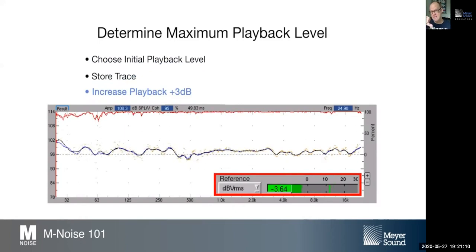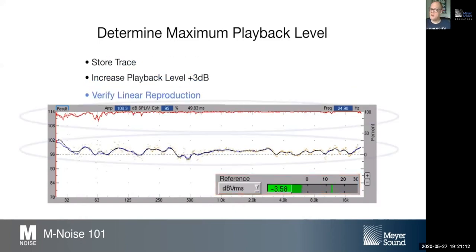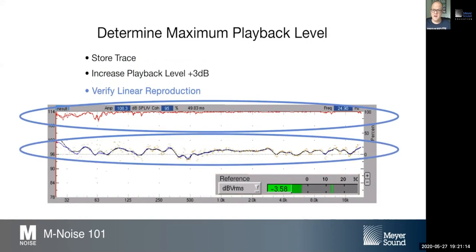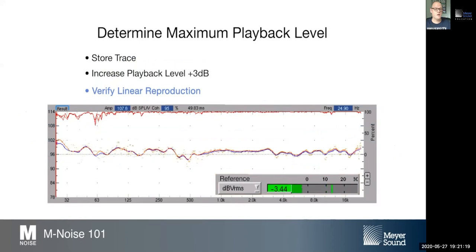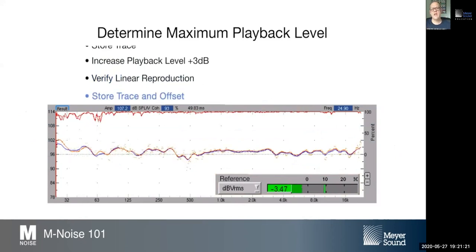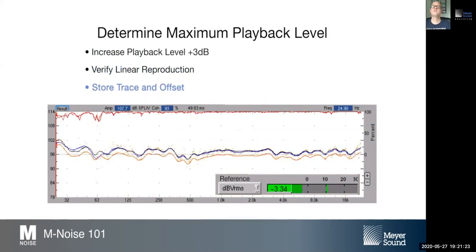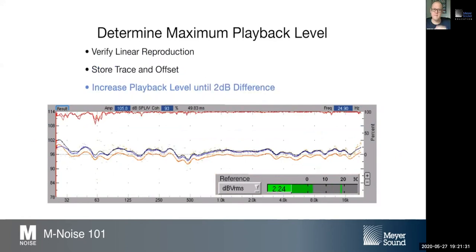Now we increase the level by 3 dB more. If the system is linear, which we can verify by looking at the shape of the transfer function and the shape of the coherence, they're not expected to change. That second trace is called the target compression curve. We store that result as well, and we give it a cosmetic offset: we lower that trace cosmetically by 2 dB.